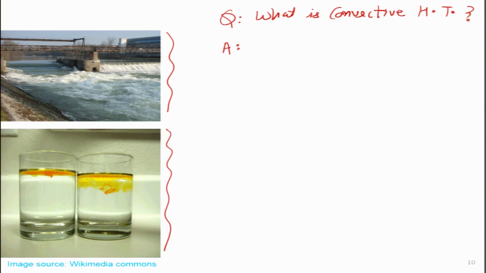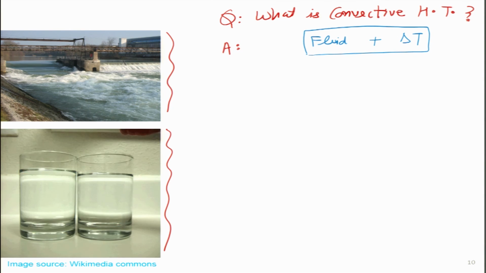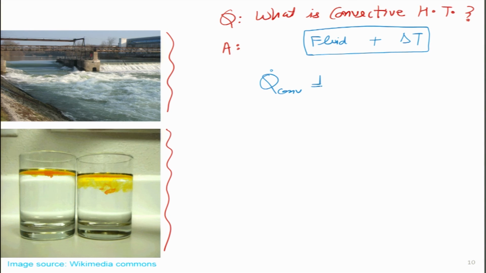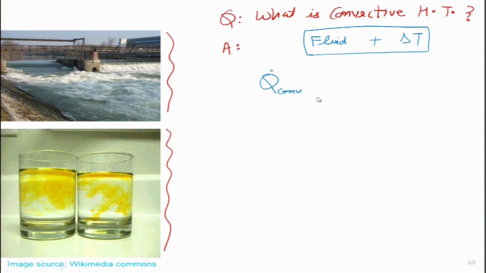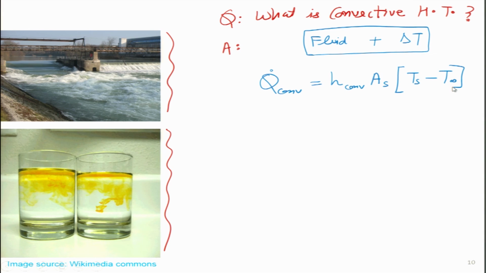So, convection is taking place wherever there is a fluid mechanics taking place, and some sort of a temperature gradient is there. In other words, I can answer this question, what is convective heat transfer, in many ways. If there is an equation form I can write, Q dot convection is the convective heat transfer coefficient multiplied by surface area multiplied by the surface temperature minus the ambient air temperature. I can also show it graphically.